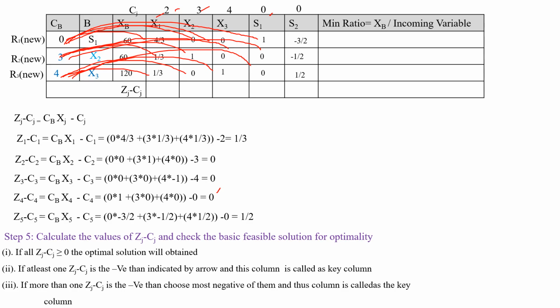z5 minus c5, which is equal to 0 into 3 by 2 plus 3 into minus 1 by 2 plus 4 into 1 by 2 minus 0. Its value is 1 by 2. Here observe that all the zj minus cj values are positive values. So if all the zj minus cj values are greater than or equal to 0, then the optimal solution is obtained. So here we obtained the optimal solution.